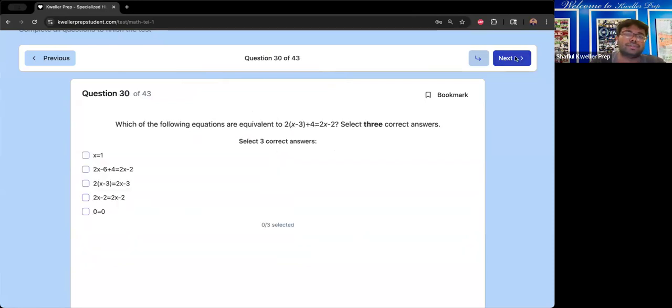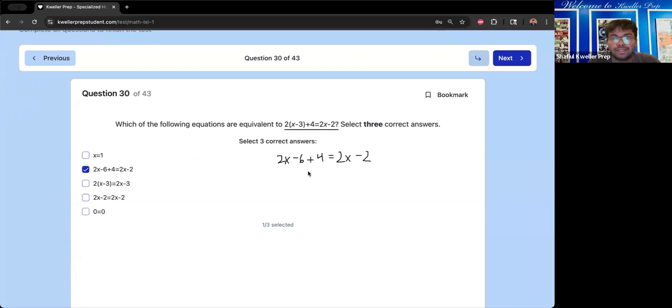Which of the following equations are equivalent to this? I could probably skip over this one. And this one, you just have to write out all the steps to solving this. So distribute the number, right? I guess I can just start off with this. This is 2x minus 6 plus 4 equals 2x minus 2. So it's going to be this one here. We can choose this.